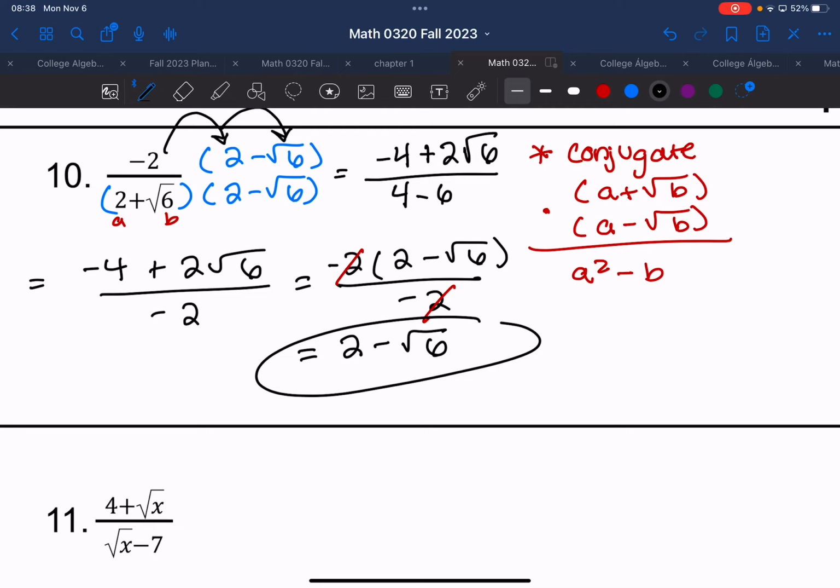2 minus the square root of 6. So remember here, we're not solving anything, we are simplifying. We are simplifying as much as we can get. Okay, so we're just going to keep this note of the conjugate off to the side, and we're going to use it for the rest of these problems. So remember, the conjugate is just the opposite sign of that denominator.